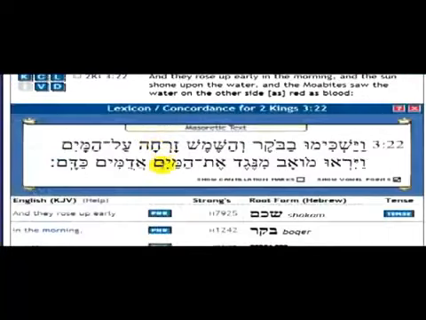They'll show you how much of a devil these devils are. It says, "And they rose up early in the morning, and the sun shone upon the water, as the Moabites saw the water on the other side as red as blood." Now you brothers know what color blood is. Blood is not brown. Blood is red, like Esau's color.